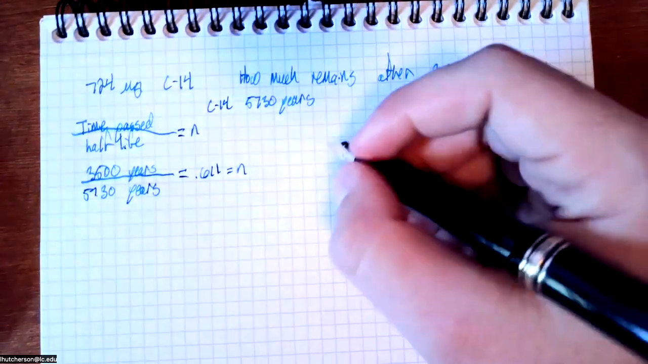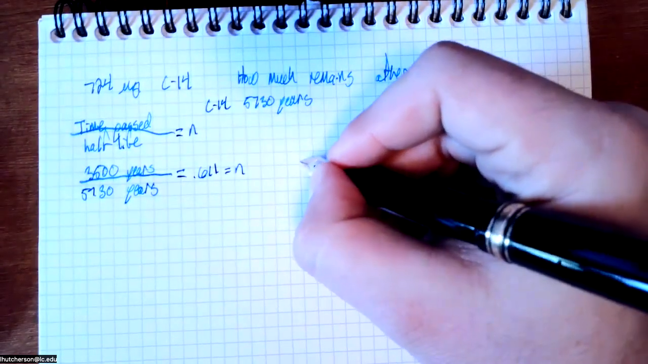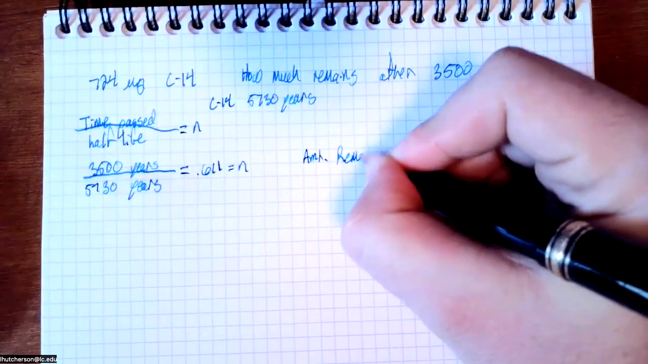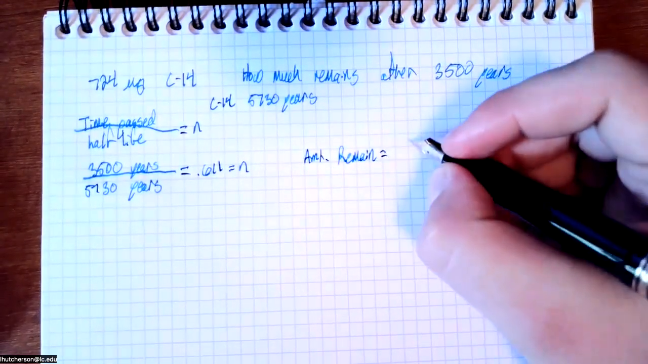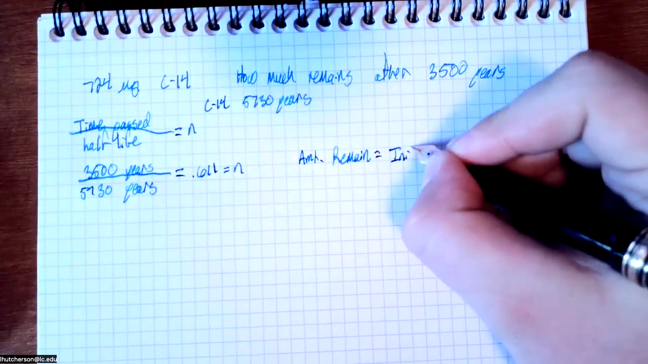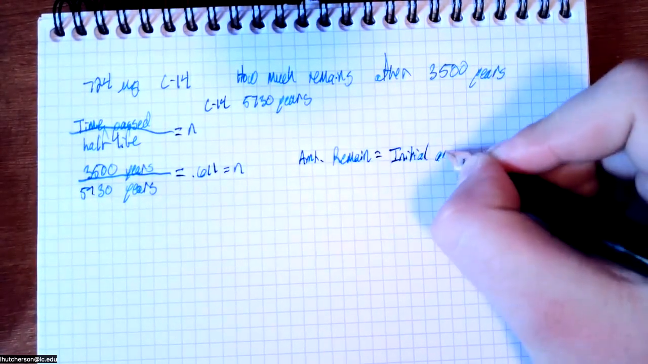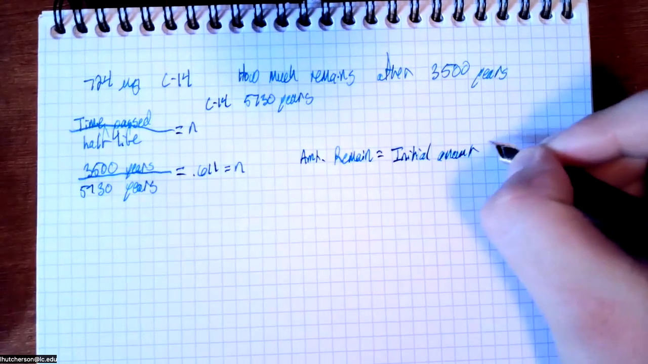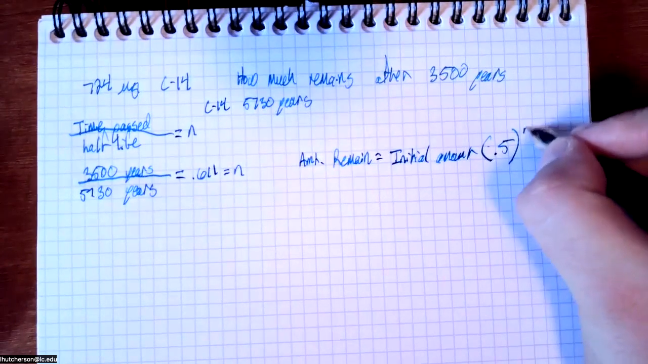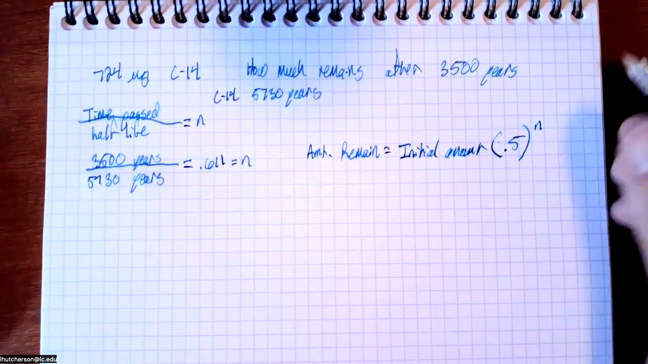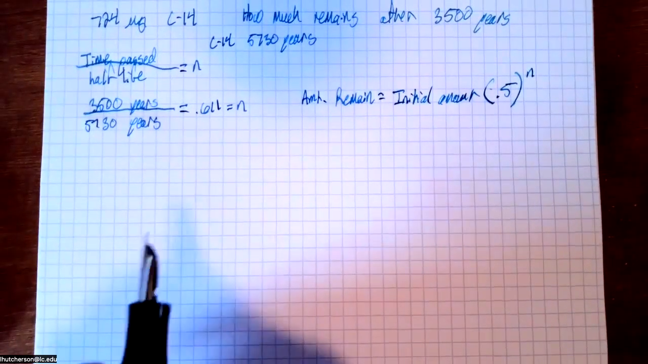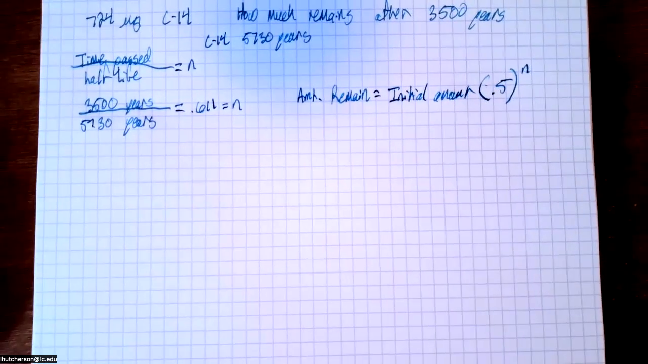Now, if I want to find out how much remaining, I'm going to use this equation. Amount remaining is equal to initial amount times 0.5 raised to the power of N. Right? Amount remaining is equal to the initial amount times 0.5 raised to the power of N.